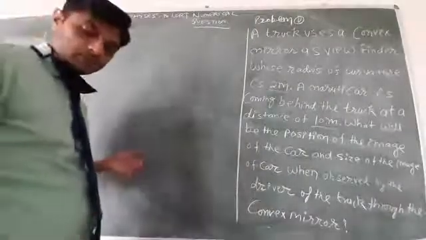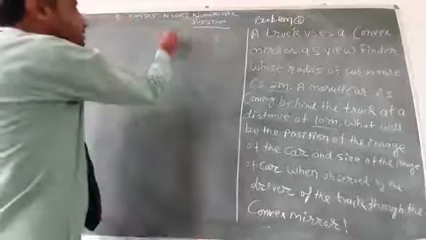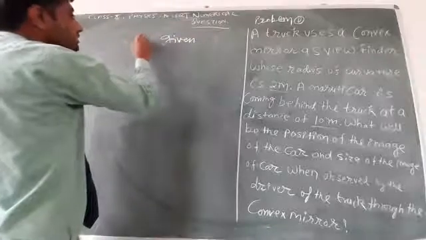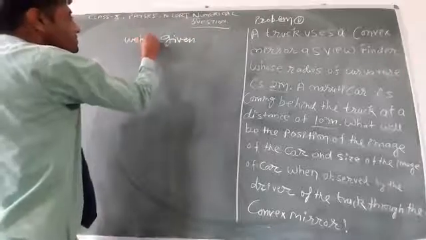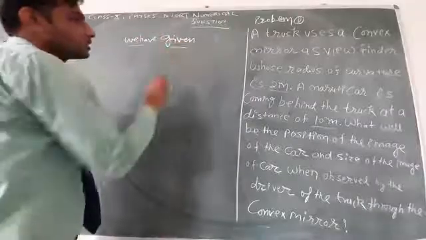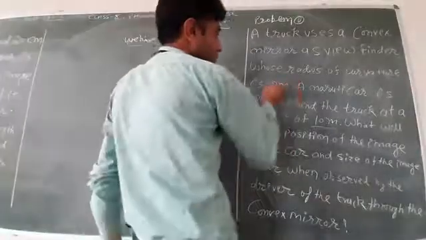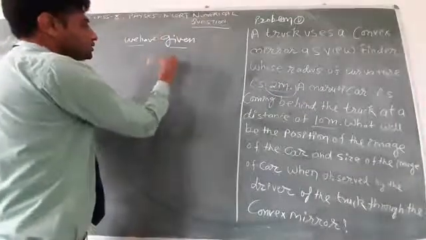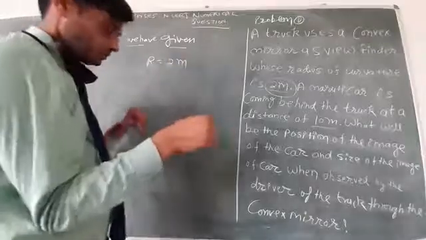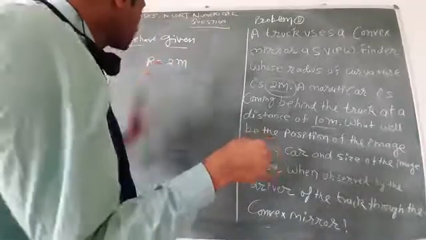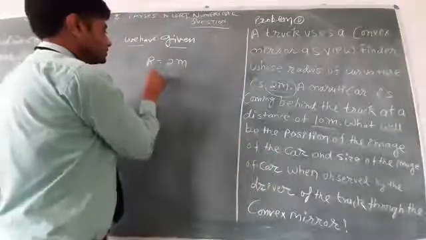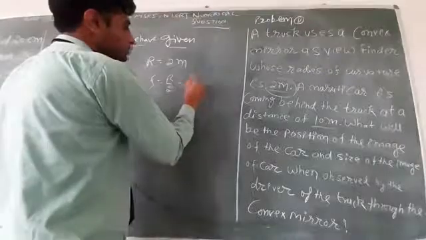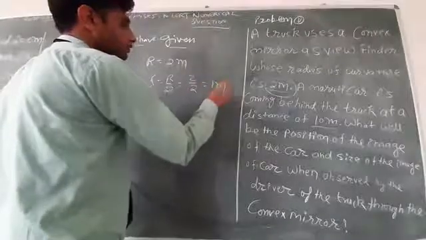So in this question, we are given the radius of curvature of the mirror, it means R equal to 2 meters. As you know, the focal length of a convex mirror is positive, so with R equal to 2 meters, F equal to R by 2. It means 2 upon 2 equal to 1 meter.